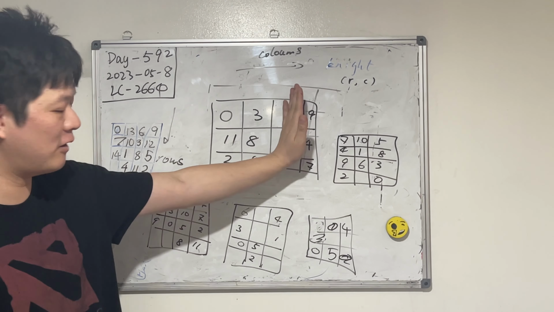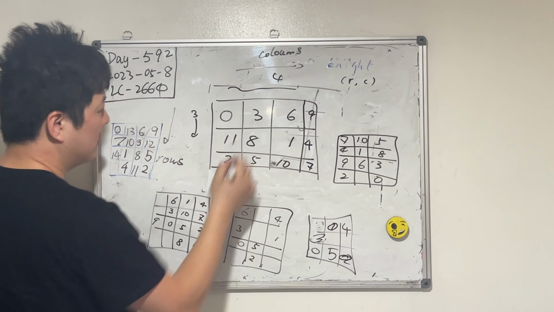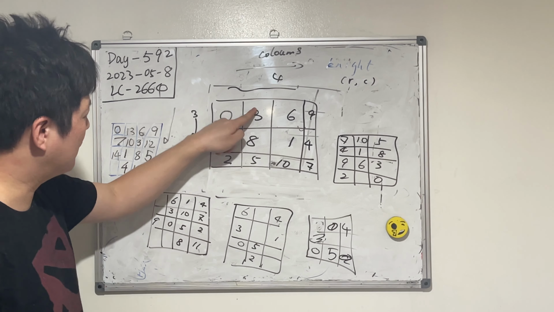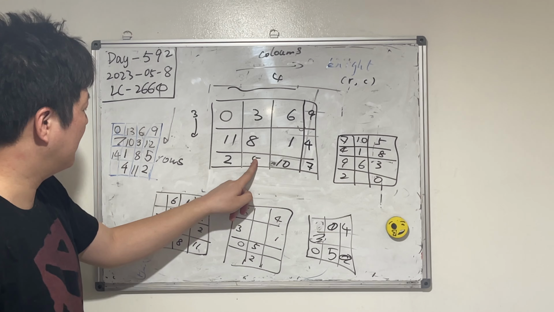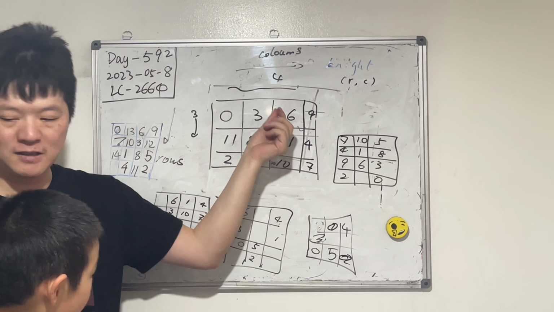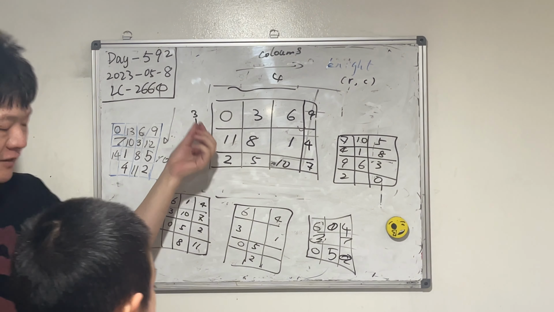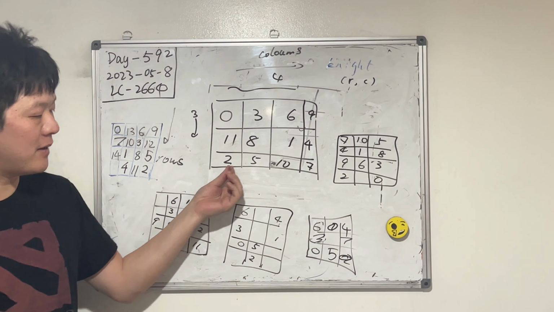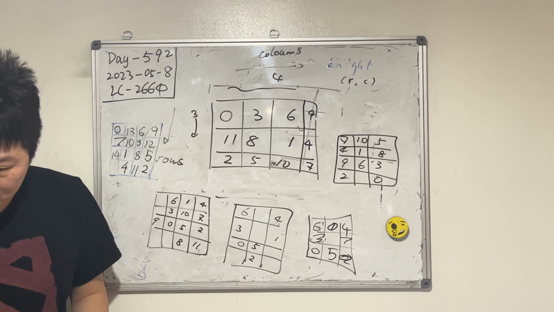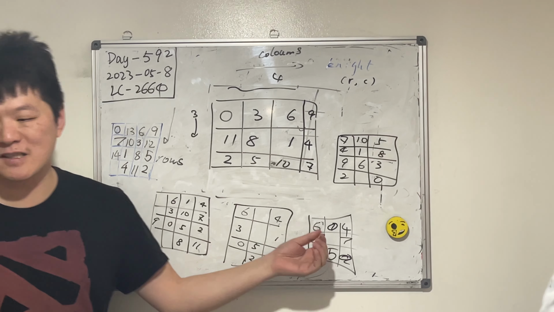3 rows, 4 columns. So we start here: 1, 2, 3, 4, 5, 6, 7, 8, 9, 10, 11. Each position is visited only once. Then we put the numbers in the order that the knight visited, the sequence that the knight travels. As we can see, this is not an easy question. It's not easy to find, right?